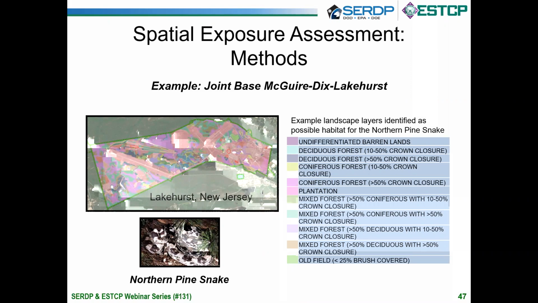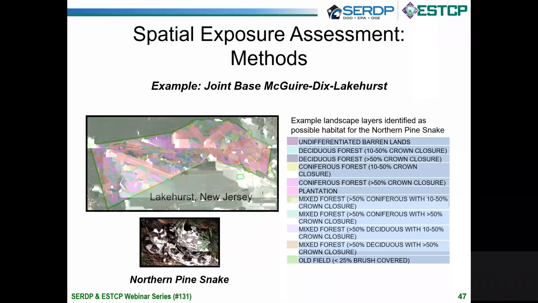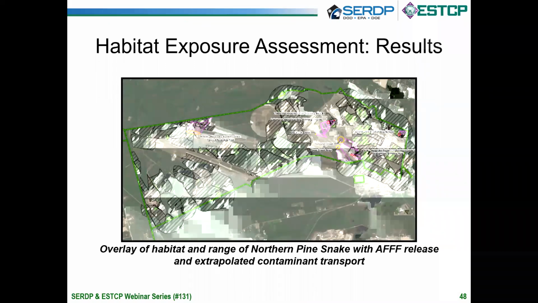At this point, I want to highlight that although I'm just showing you Lakehurst, we did this for the entire installation, as well as two other bases. One is the Naval Air Station Patuxent River, and then the third would be the Barksdale Air Force Base in Louisiana. So after we pull this together, I can now show you the spatial exposure assessment for the northern pine snake on Lakehurst. So this is, again, specific to Lakehurst.